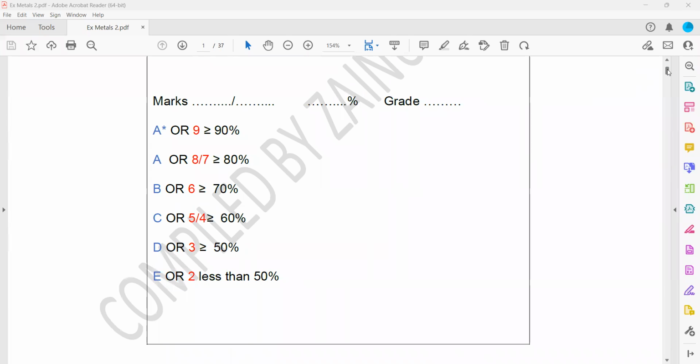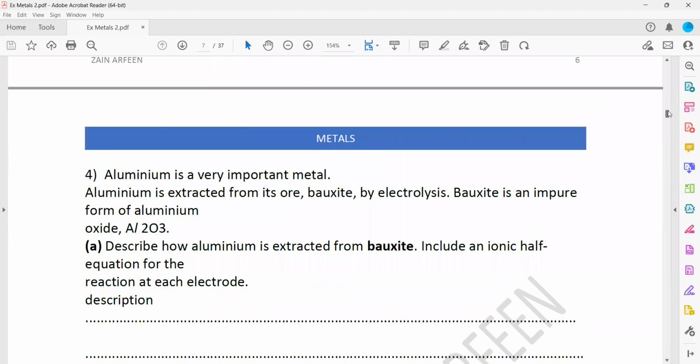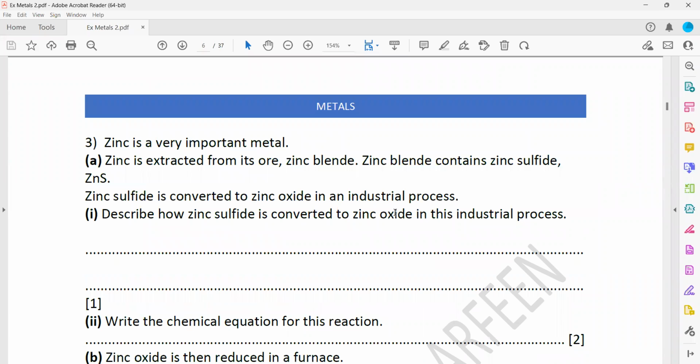So, exercise 2 from metals and their extraction. Zinc is a very important metal. Zinc is extracted from its ore, zinc blende, which contains zinc sulfide. The zinc sulfide is converted into zinc oxide in an industrial process. Describe how zinc sulfide is converted into zinc oxide.